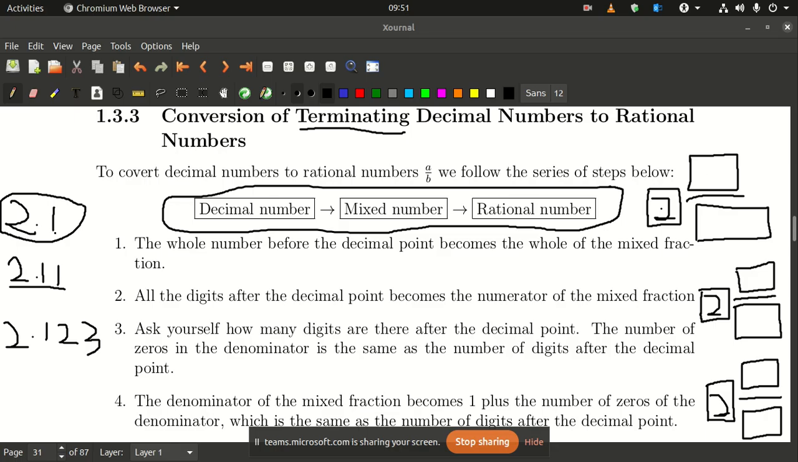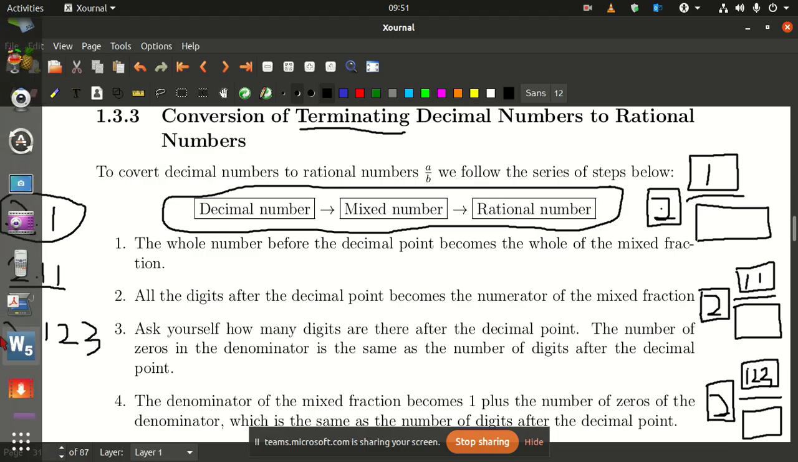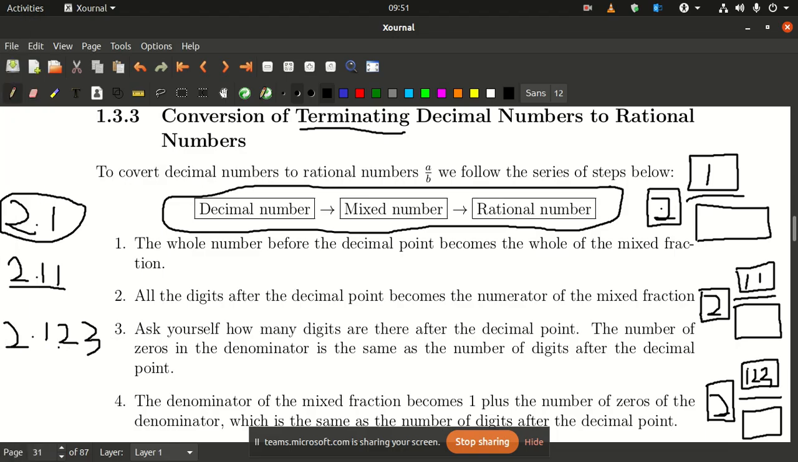As you can see here, we have only 1. So you place a 1 here, which is the number after the decimal point. Here we have 1, 1, so you place a 1 and another 1. You take that number as it is after the decimal point. And here you have 1, 2, 3, which is our numerator.